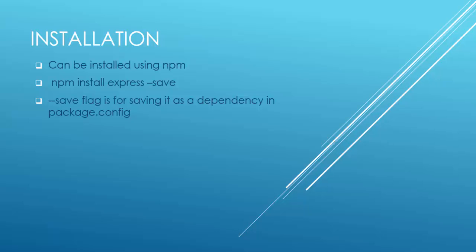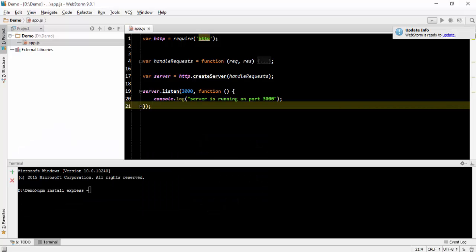So let's go ahead into WebStorm and see how to include ExpressJS in our project. As I said, first thing, we'll create a configuration file. It is very easy to create a configuration file. So I'm in my command prompt. I'll say npm init. This will create a configuration file. This will ask you a bunch of questions.